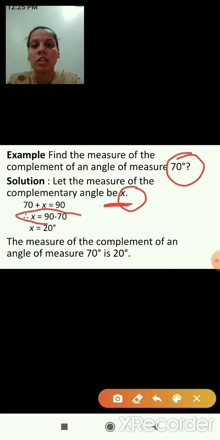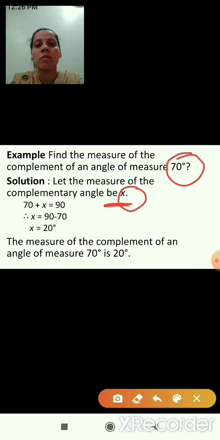This is the second step. So x is equal to 90 minus 70. 90 minus 70 is 20. So what is the measure of x? x is equal to 20 degrees. So the measure of the complement of an angle of measure 70 degrees is 20 degrees.